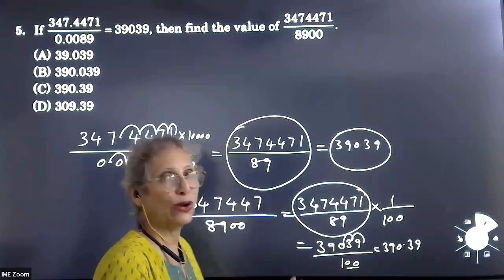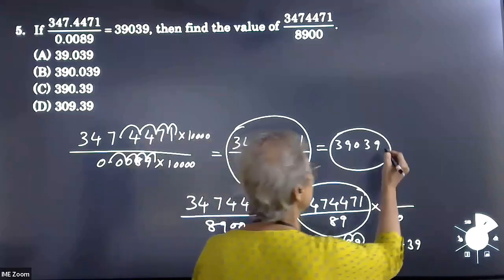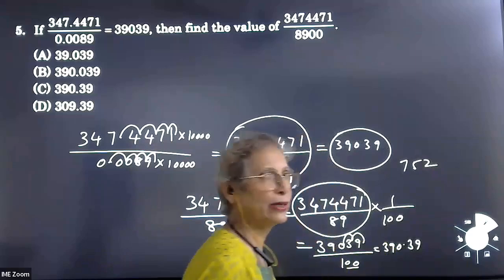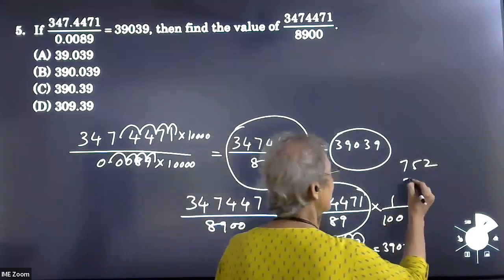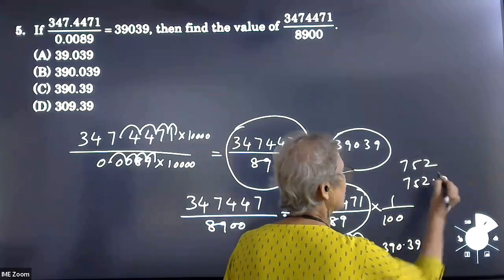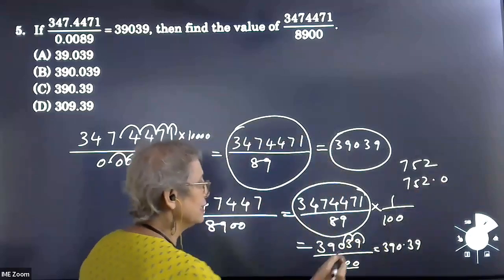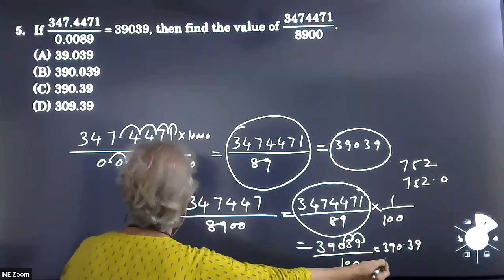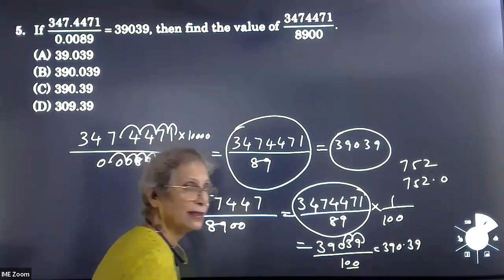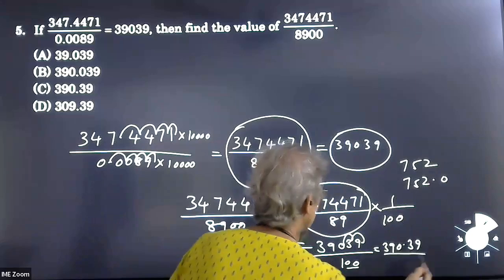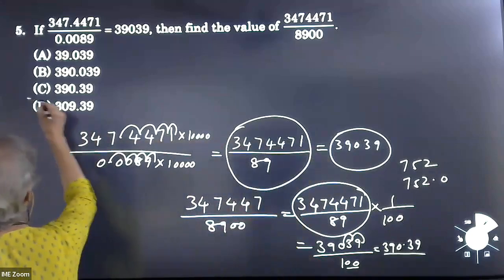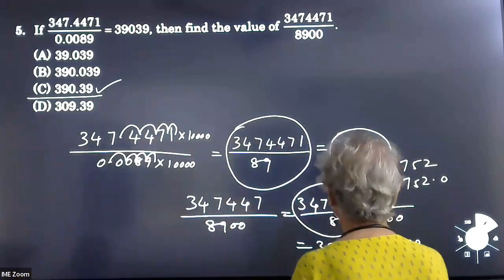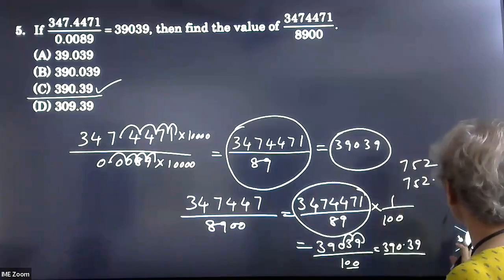When decimal point is not given, the meaning is it is in the last. When I write number 752, no decimal point is given. The meaning is it is 752.0. Okay, so here the point is somewhere here, and that is to be shifted 2 places this side. So answer is 390.39, right? So this is the answer. Our option is C. Is it okay? So this is how division is done.